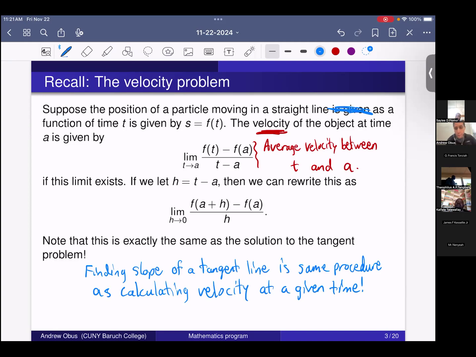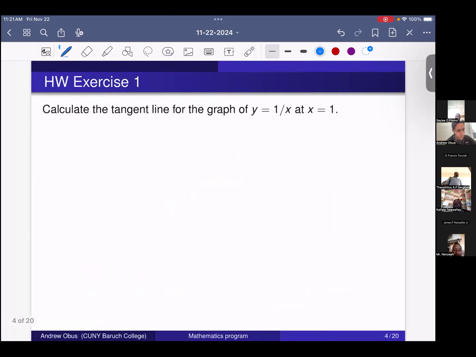Okay. And so on the homework, we had an example of a tangent line calculation, and we have an example of a velocity calculation. And then we had a bit of a more conceptual question, which I'll want to talk about. Okay, so now that we've recalled this, let's go look at the homework examples.